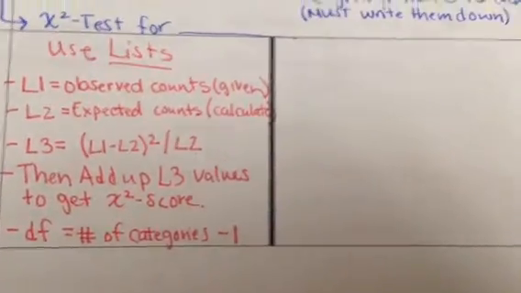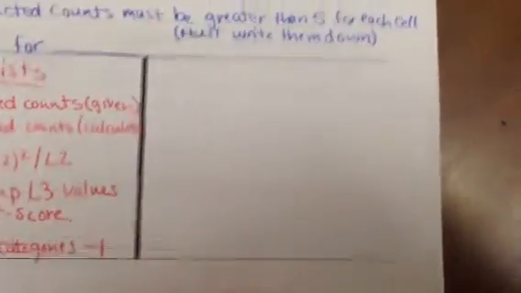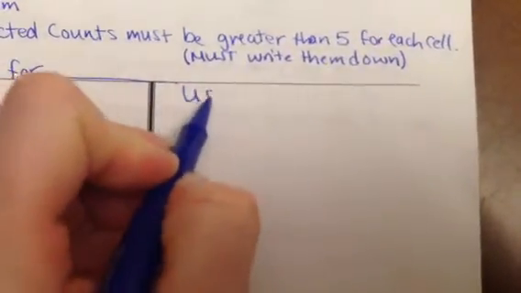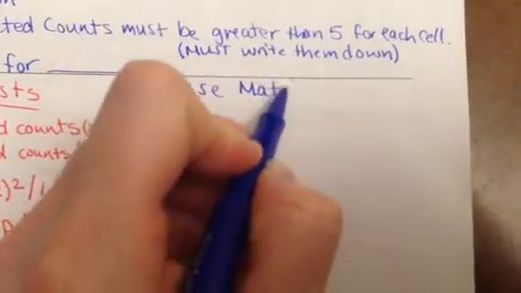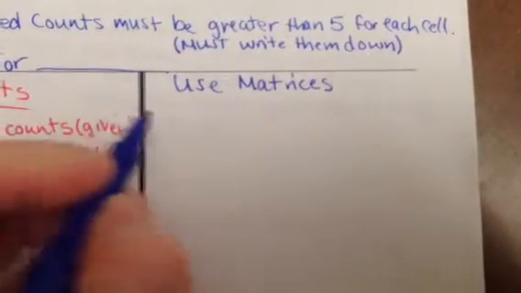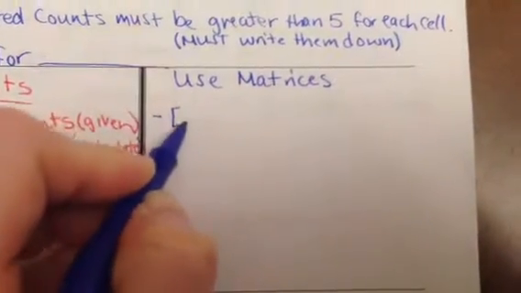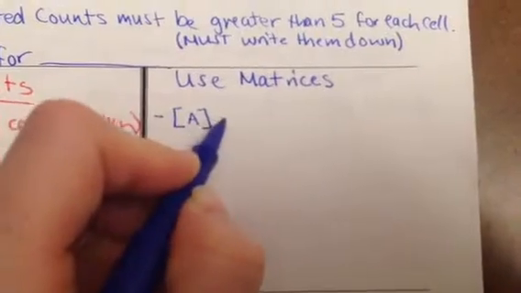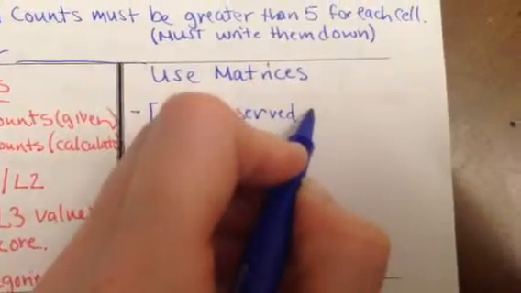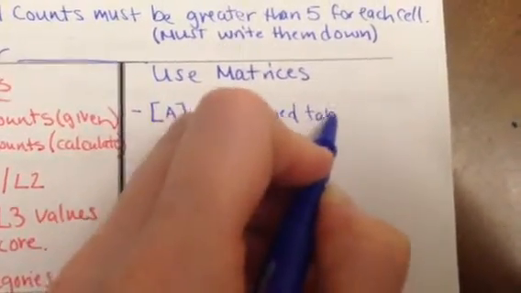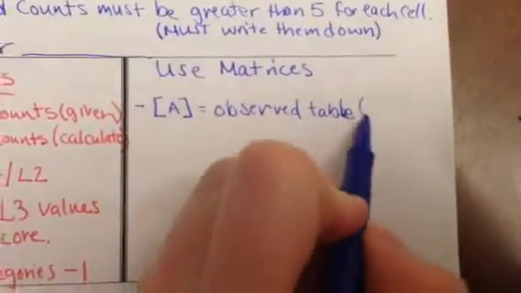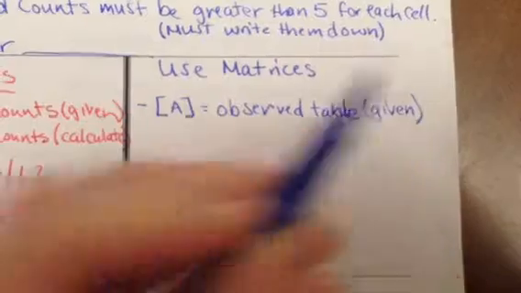Okay, so let's now jump over to the homogeneity and independence. These are the super fast, easy ones. You're really going to want to lean on your matrices. What you're going to do is first, in matrix A, you're going to put in your observed table, meaning the counts for the two-way table. And that will be given to you.